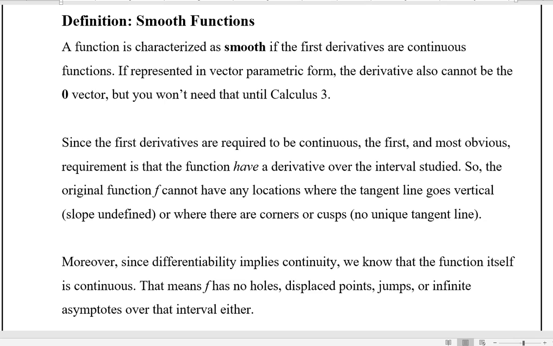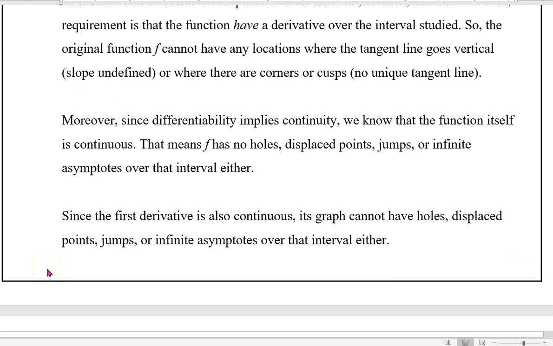In this case, as long as we have a smooth curve, that means that we do have differentiability, and that means we have to have continuity, which means we have no holes, no displaced points, no jumps, and no infinite asymptotes over that interval either. In addition, since the first derivative itself is continuous, the first derivative's graph can't have holes, displaced points, jumps, or infinite asymptotes either.